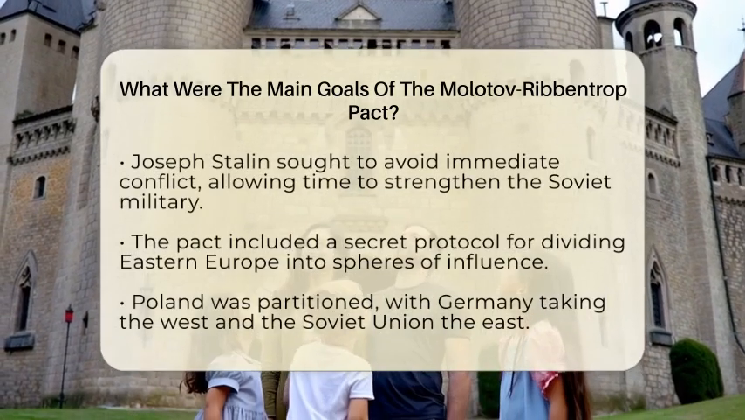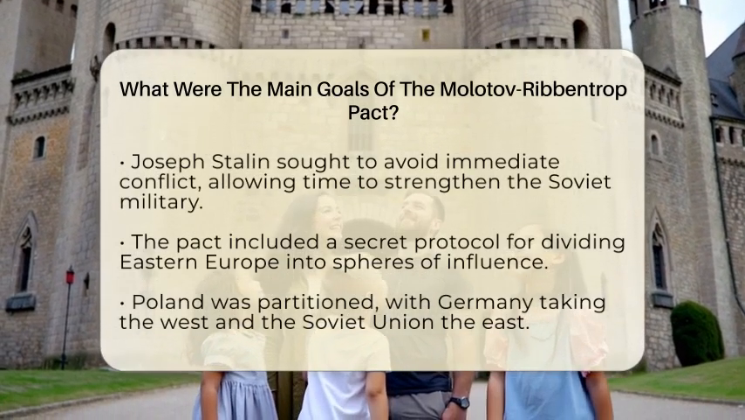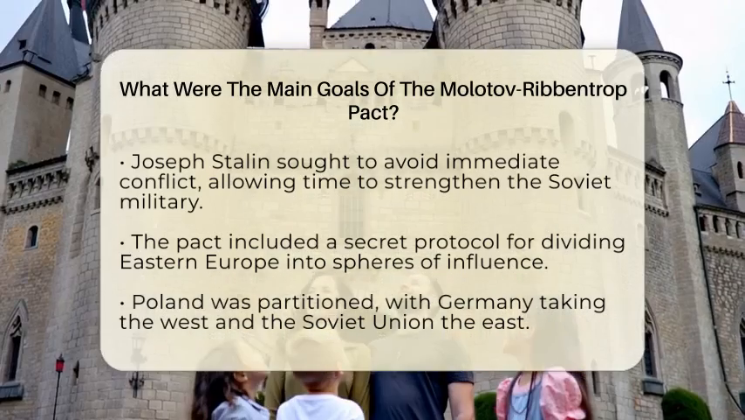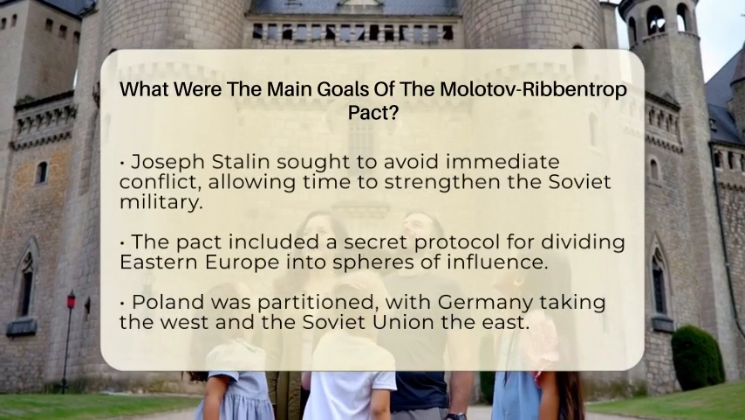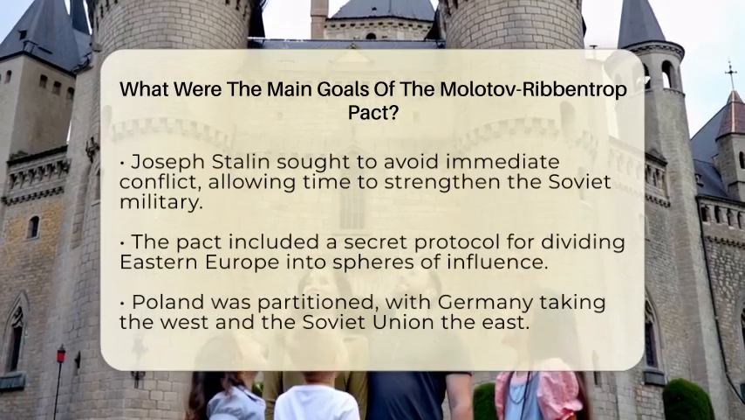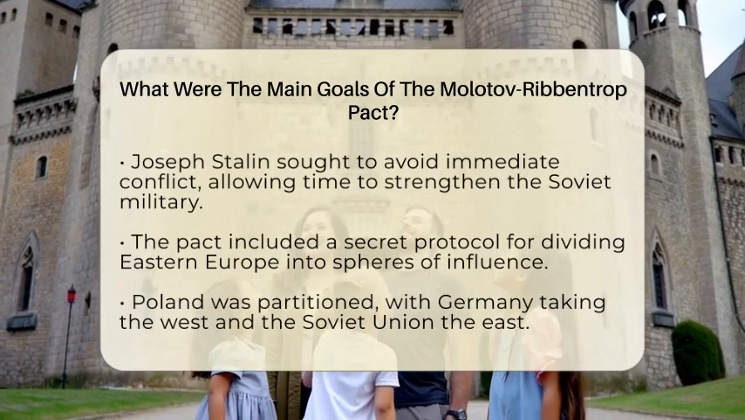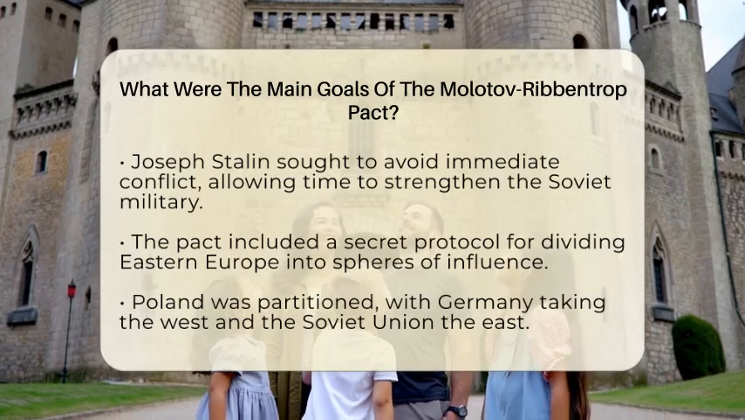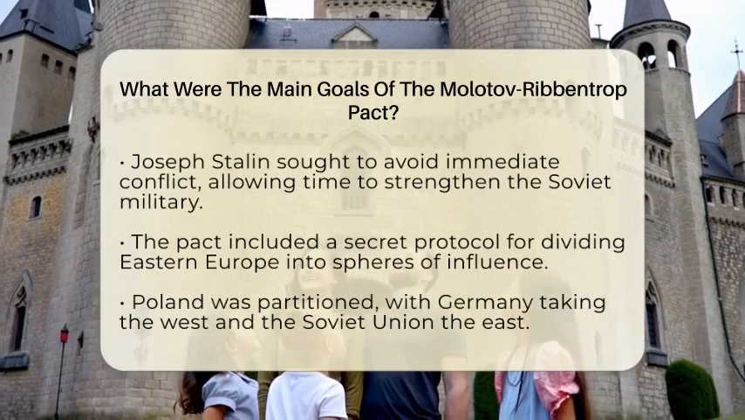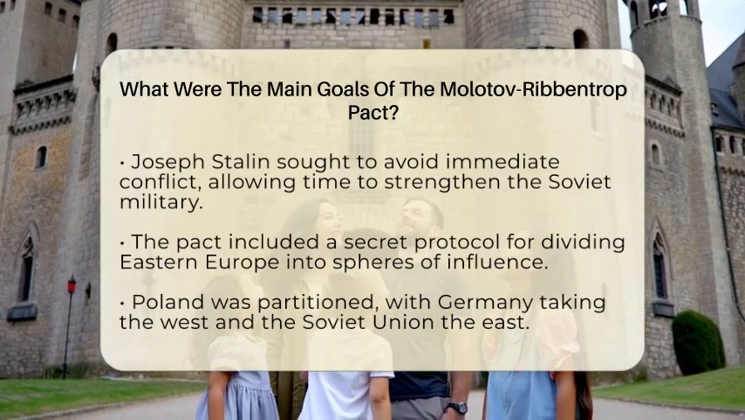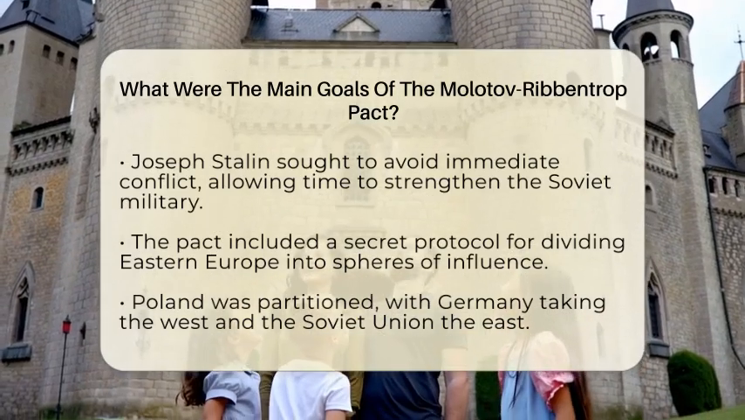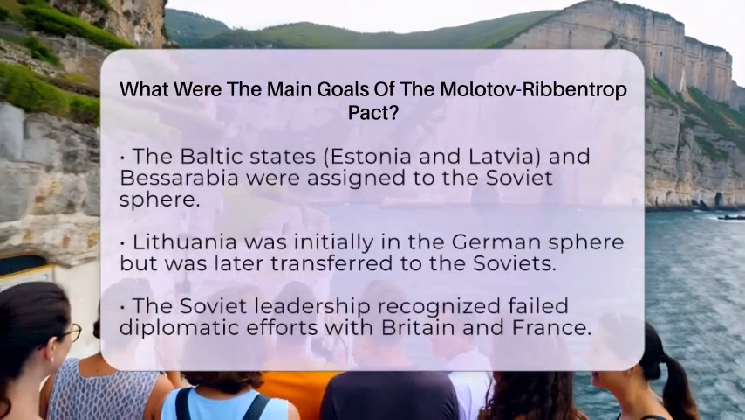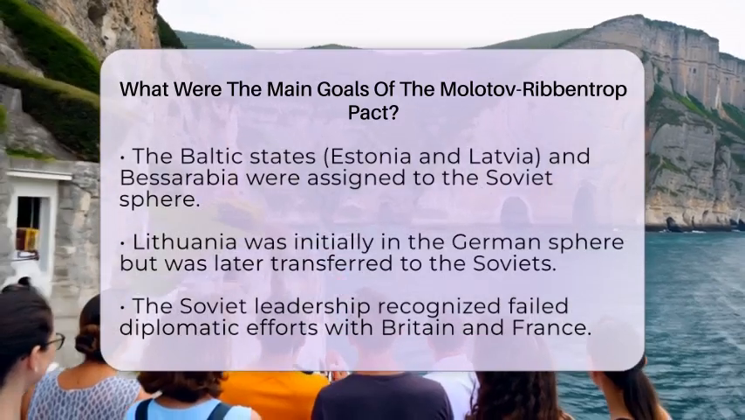Another significant goal was the division of Eastern Europe into spheres of influence. A secret protocol attached to the pact outlined how Eastern Europe would be split between the two powers. Poland was partitioned, with Germany taking the western part and the Soviet Union claiming the eastern part. The Baltic states, which include Estonia and Latvia, along with Bessarabia, were assigned to the Soviet sphere. Interestingly, Lithuania was initially in the German sphere but was later transferred to the Soviets. This arrangement allowed both nations to expand their territories without stepping on each other's toes.